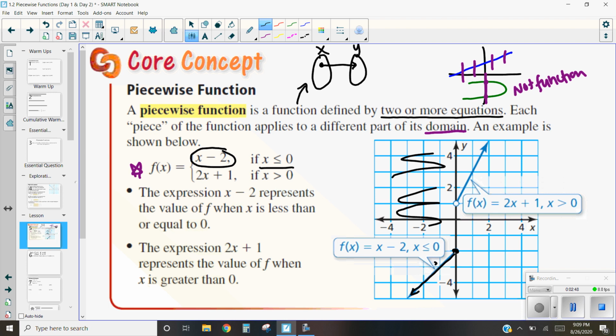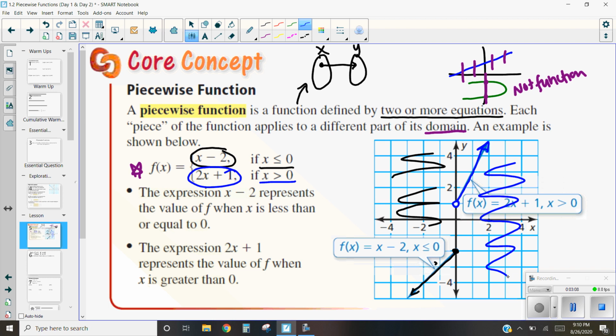But as soon as we go past 0, our function actually changes. So here, when x is greater than 0, our function changes to 2x plus 1. So we're going to pop up and we're going to look at 2x plus 1 as soon as we're looking at those x values greater than 0. So those are the ones all on this side.